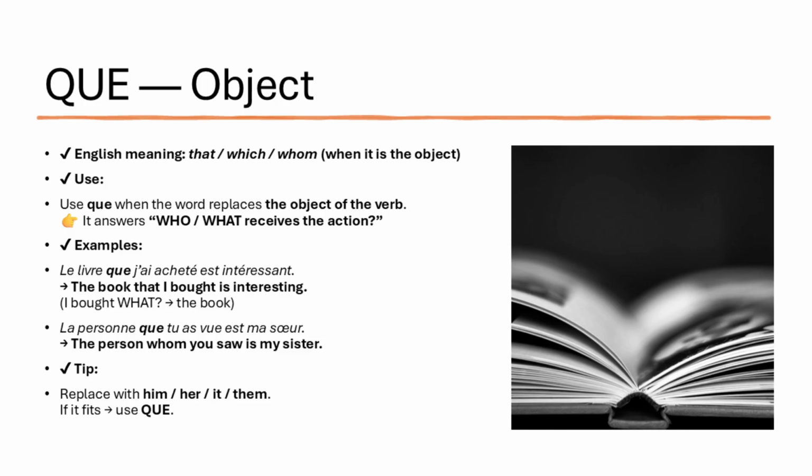I bought what? So here it is that book that you bought. So the book is the object. So that's why we are using que here instead of qui. Deuxième exemple, la personne que tu as vue est ma sœur. The person whom you saw is my sister. So here, we use the word que when we are talking about him, her, it, them, as an object. That's the time when we use the word que.